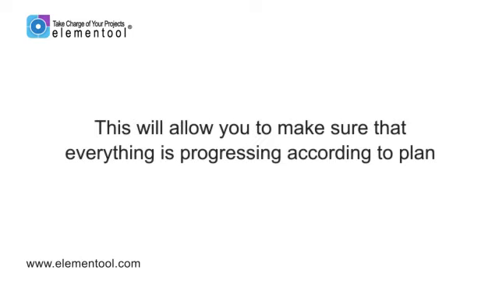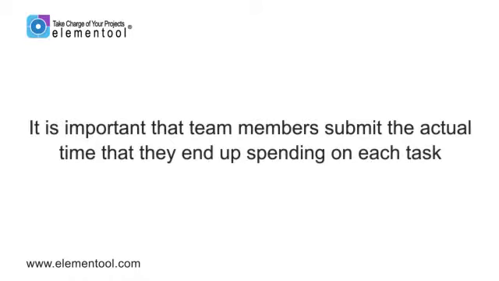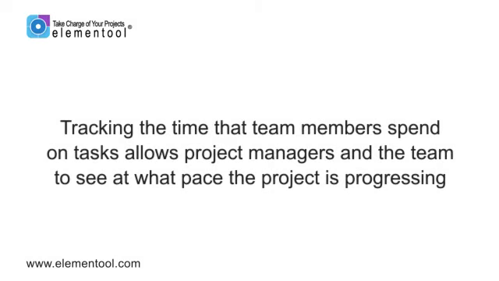This will allow you to make sure that everything is progressing according to plan. And if it's not, you'll be able to see that and make the necessary changes in your project plan to get it back on track. Although estimates provide a projection of how long tasks are expected to take, it's also important that team members submit the actual time that they end up spending on each task, and Elementool can help with this process. Tracking the time that team members spend on tasks allows project managers and the team to see what pace the project is progressing. Based on the times being submitted, they can see if there are any delays that need to be addressed or any changes that must be made in order to keep the project on schedule.